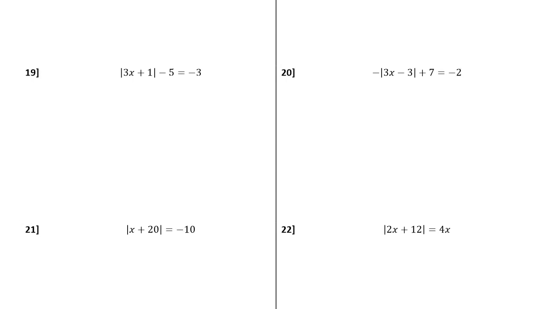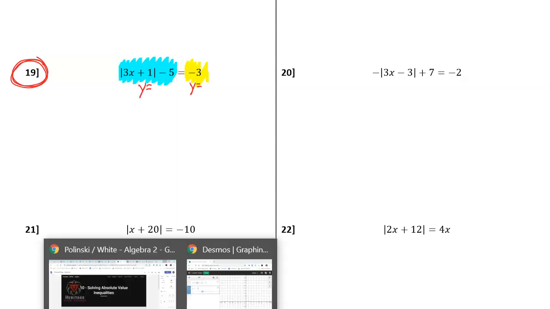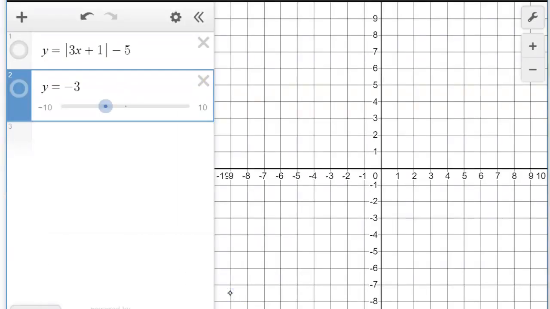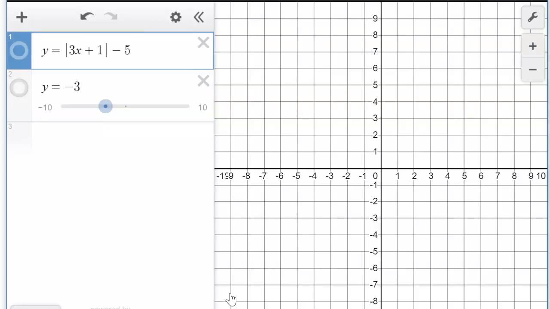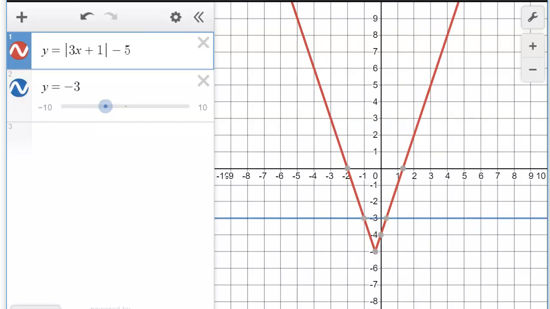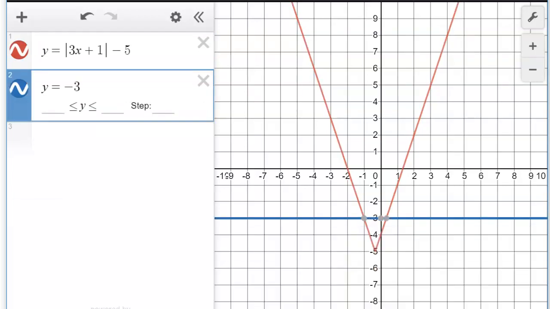I'm going to start off with question number 19, and we're going to start by looking at this equation in terms of the graph. What does it mean for the absolute value of 3x plus 1, minus 5, to be equal to negative 3 from a graphing standpoint? So we're going to set each of these as y equals in our graphing utility, either by hand or Desmos. Here we're going to set it up via Desmos. Y equals the absolute value of 3x plus 1, minus 5. We get an absolute value function. And y equals negative 3. This is a horizontal line here at negative 3.